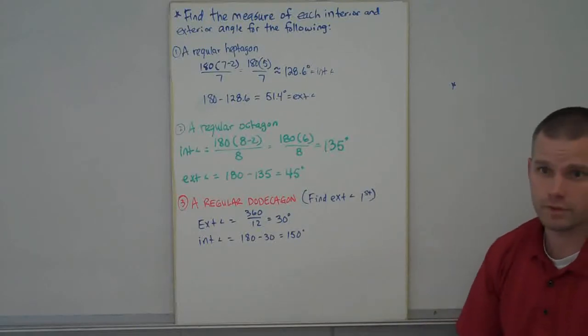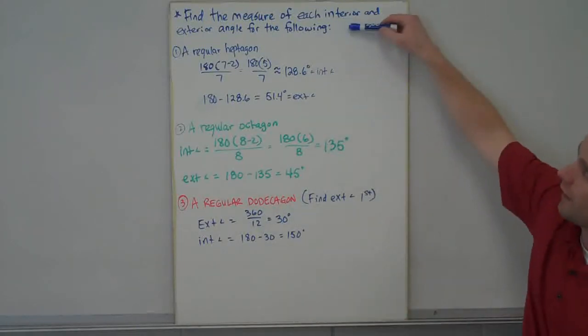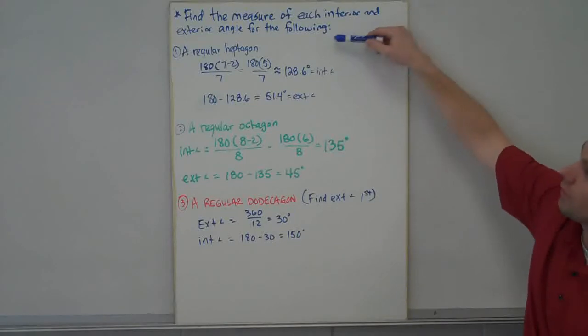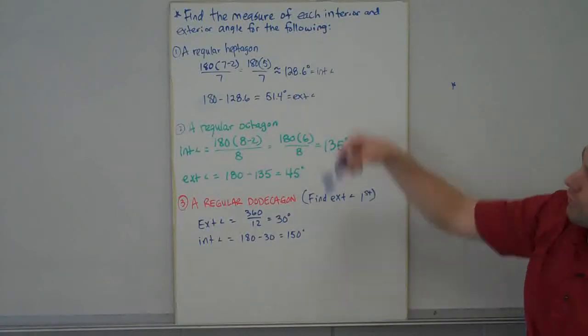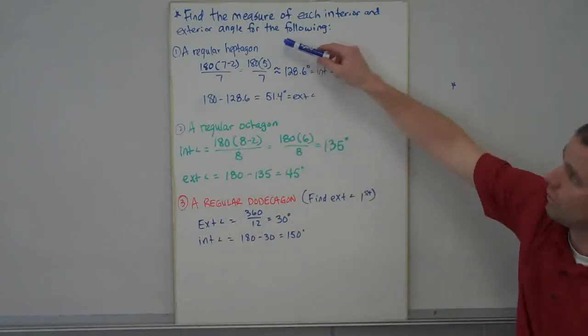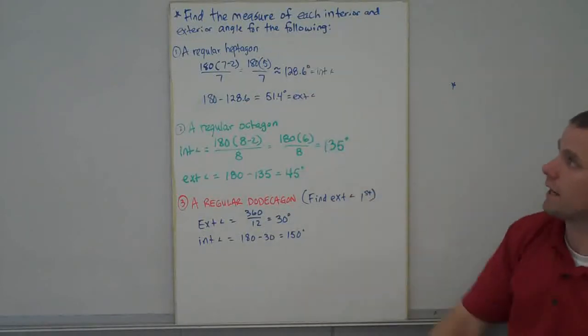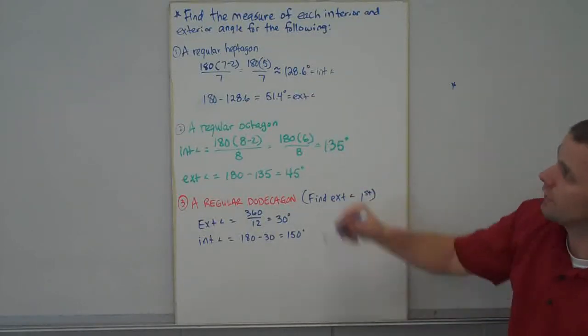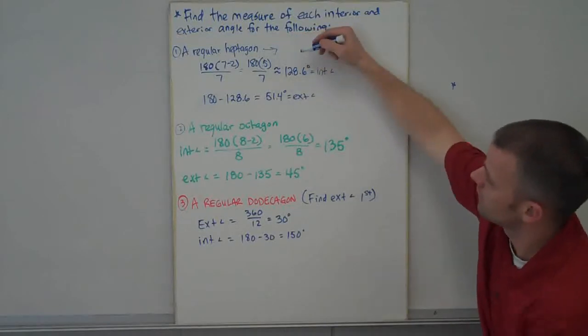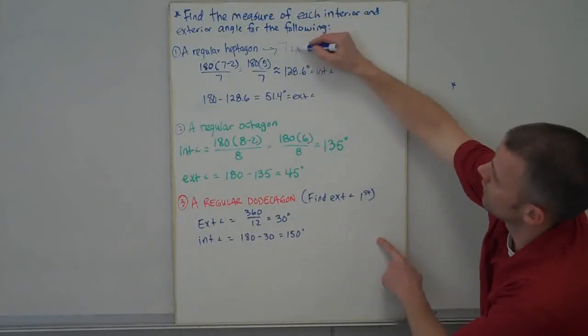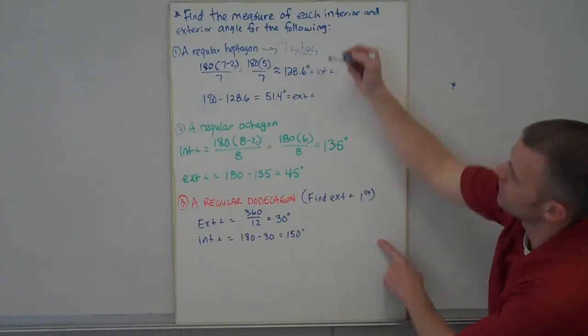So I've left you with a couple of examples here at the end. We want to find the measure of each interior angle and each exterior angle for the following types of polygons. 1, a regular heptagon. Keeping here the fact that a heptagon has 7 sides.